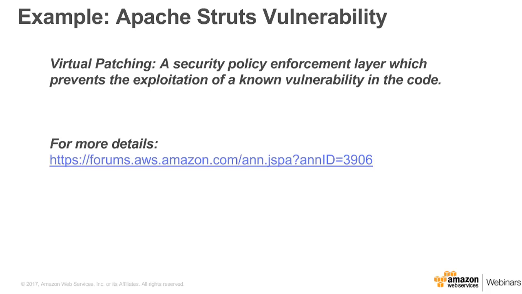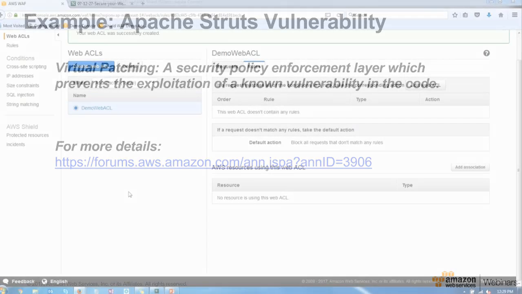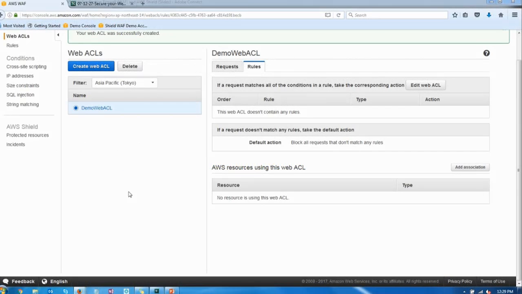In this virtual patching use case, what we'll do is we'll take the Apache Struts vulnerability that came out earlier this year. We actually put out a blog post on how you can write a rule within a minute to actually protect your web applications from this particular vulnerability. So let's look at the second demo.